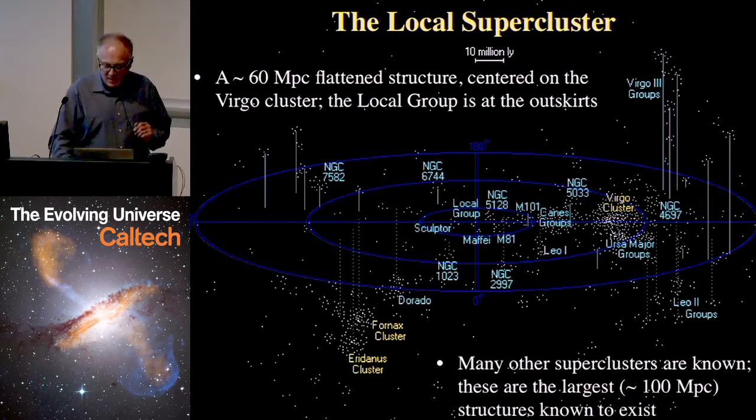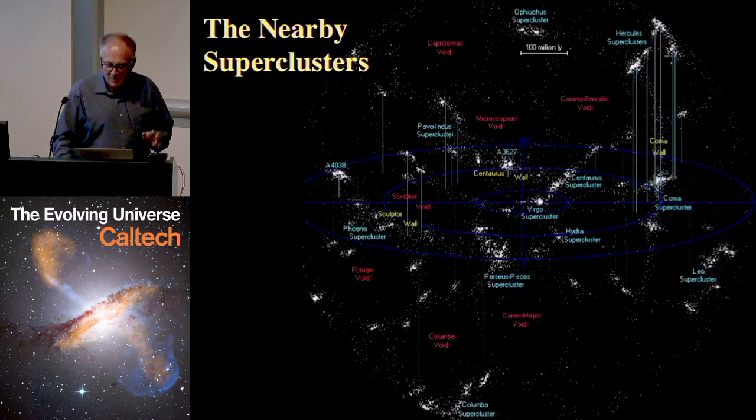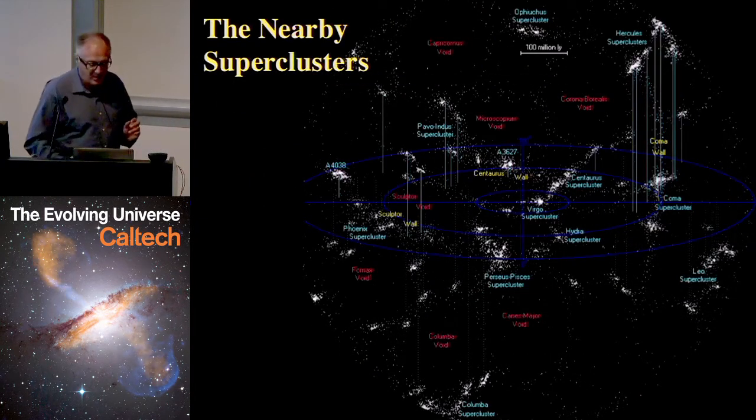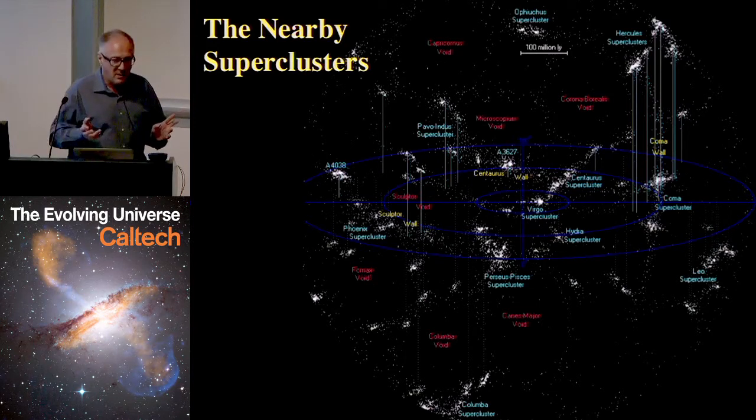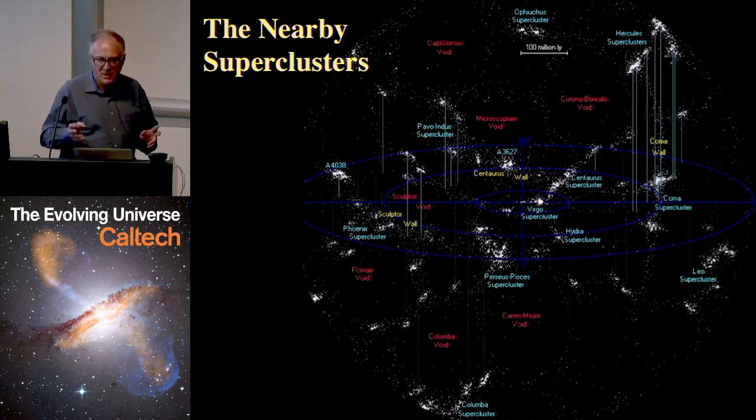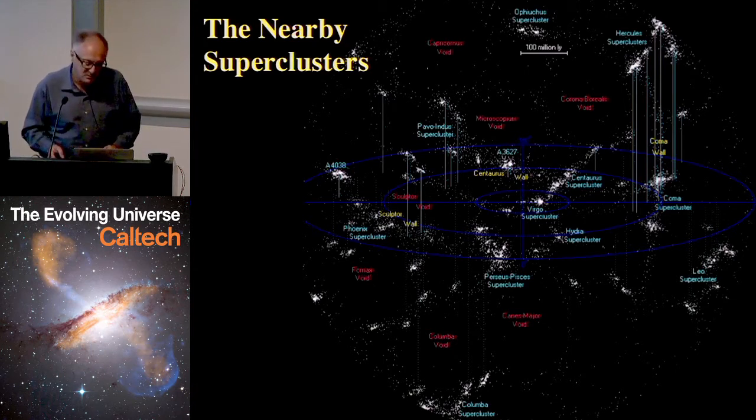So superclusters are the biggest structures we know about. And so far, a number of them have been mapped around us, but in some sense, their boundaries are somewhat arbitrary. Once you get to the scale of hundreds of megaparsecs, you're really talking about describing the overall density field of the large-scale structure.